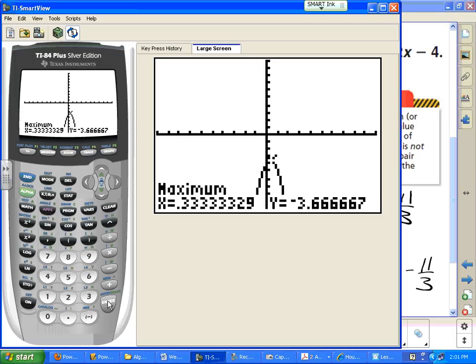Okay, now it says right boundary, right? Now move it to the other side of the maximum value. Move your cursor with the arrow keys. Okay, all right, then hit enter once you're over there.